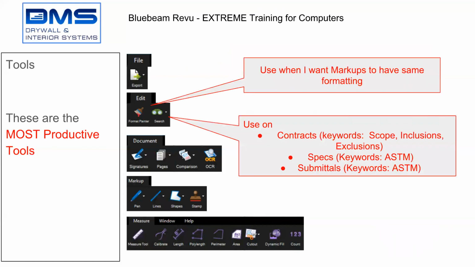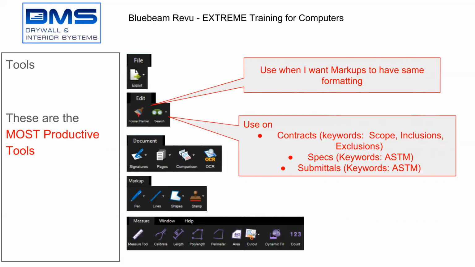The next tools underneath Edit are the Format Painter and the Search. For Format Painter, if you want your markups on the drawing to look and feel the same, you use the Format Painter to click on other additional markups. That saves you from clicking through and trying to make something bold or red or italic, or changing line width or opacity.